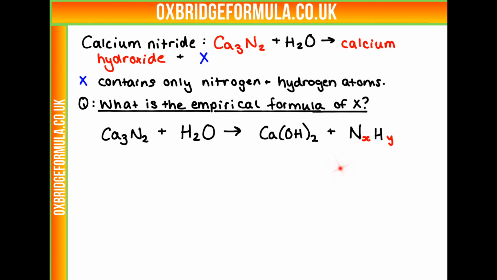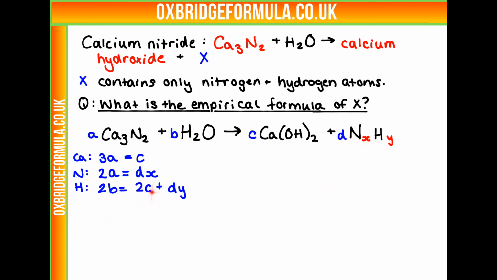For this method, you just need to assign each of these reactants and products a coefficient, so I'll just use a, b, c, d. Then we write out equations for how much of each element is on this side and how much of each element is on this side. For our calcium, we've got 3a on this side, equal to just c on this side. For our nitrogen, we've got 2a equal to dx. For our hydrogen, we've got 2b equal to 2c plus dy. And for our oxygen, we've got b equals 2c.